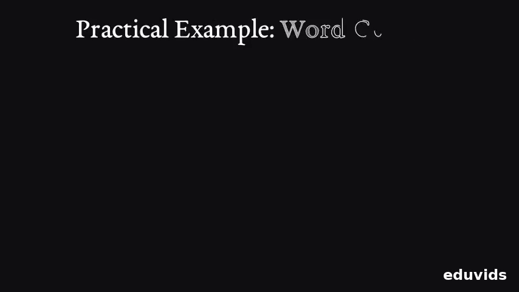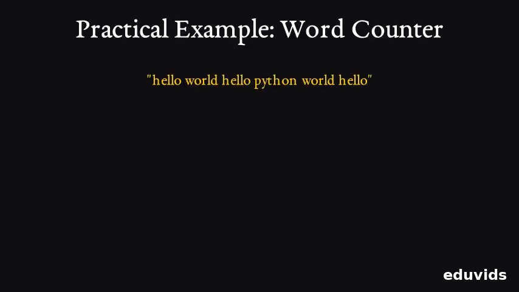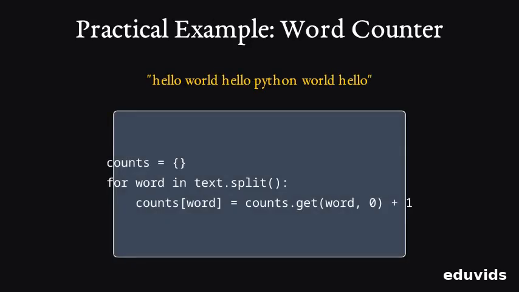Let us build a word counter. Start with an empty dictionary and a short paragraph. Split the text into words. Then for each word use get to add 1 to the running total, defaulting to 0 the first time. After the loop, printing the dictionary shows every word and its frequency, demonstrating how dictionaries track counts without extra code.